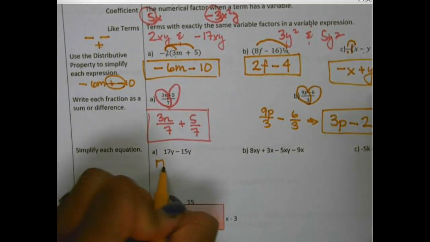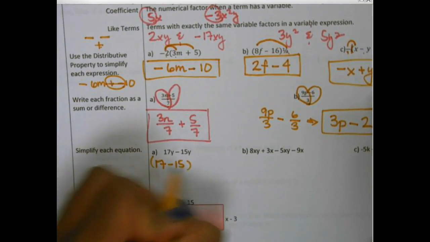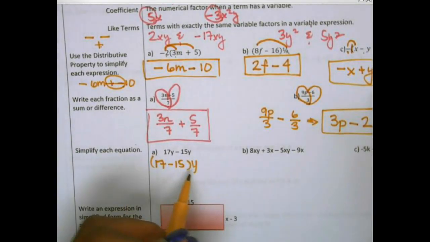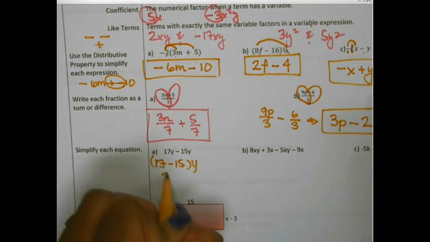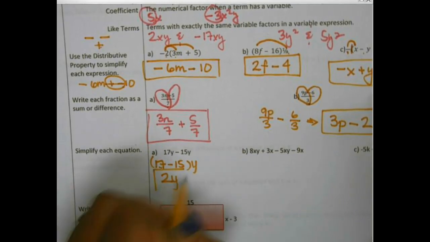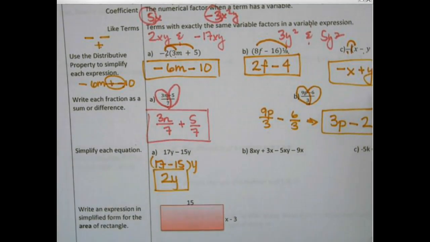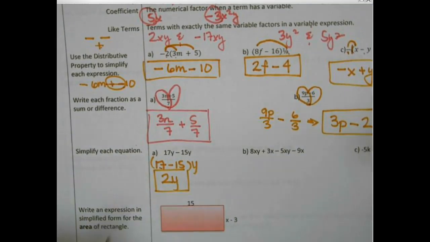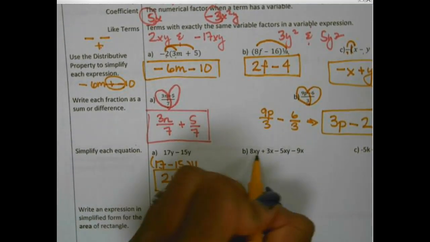And what we're really doing here is 17 minus 15. That's what we're doing in our head, and we're keeping the y. So 17 minus 15 is 2, and then I'm just going to keep the y. I think this kind of helps us out later on when we're multiplying these. Okay, like terms. Let's group those together.